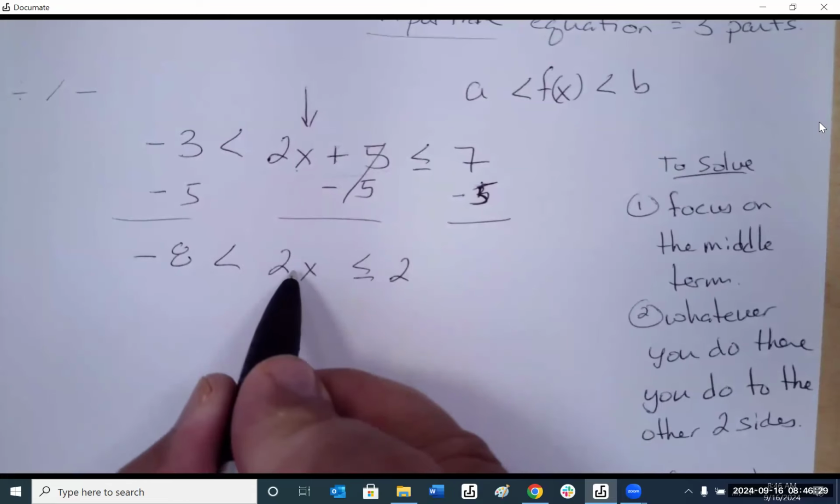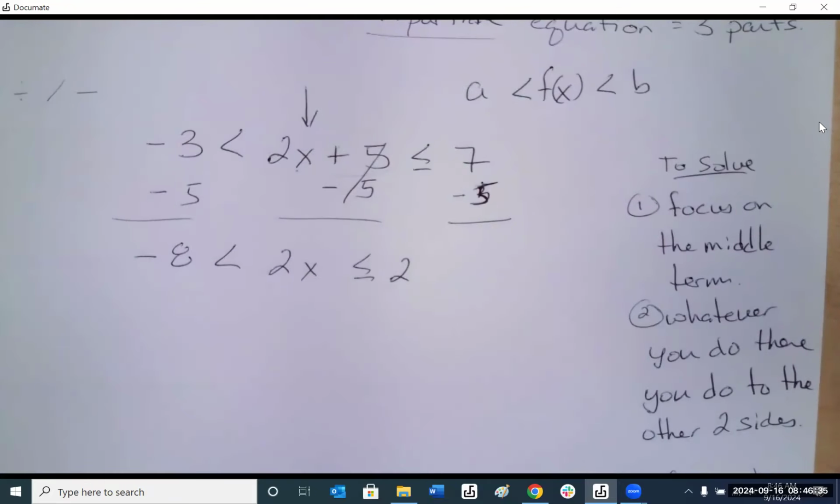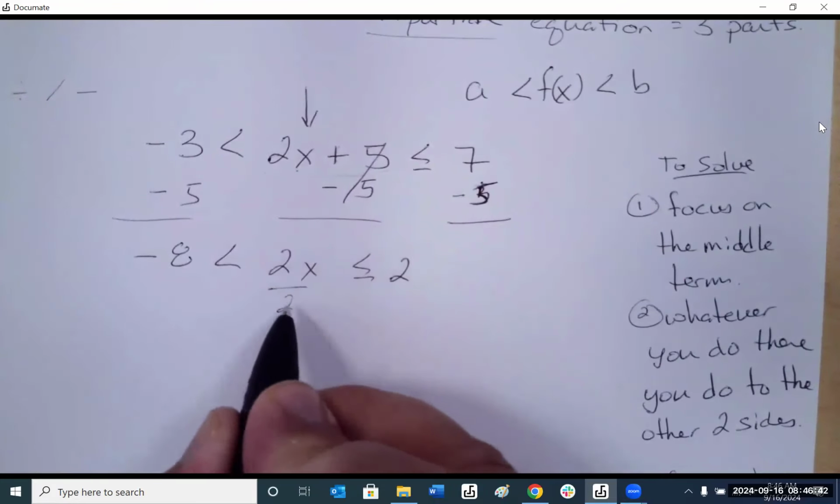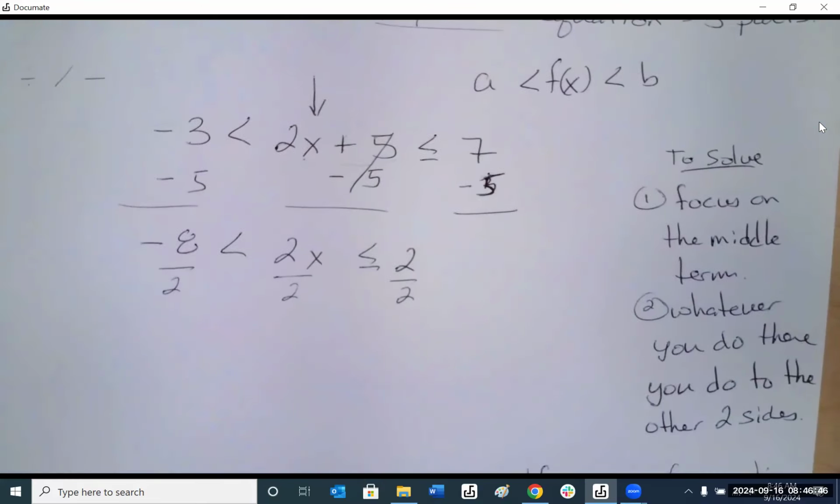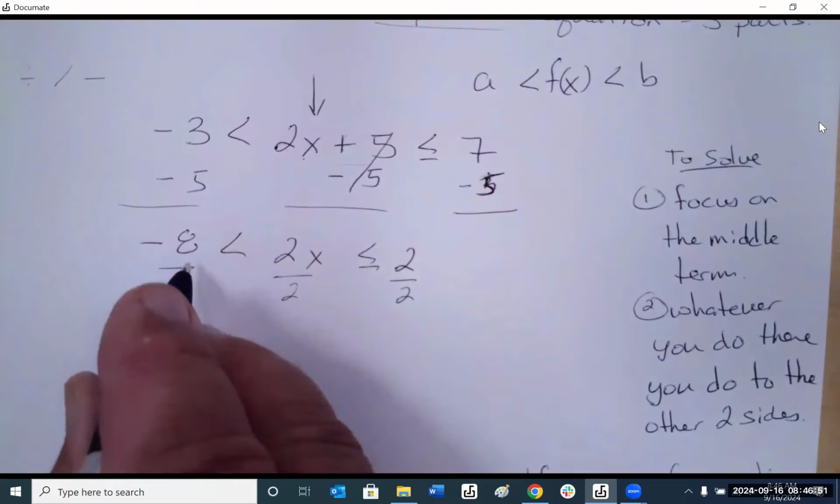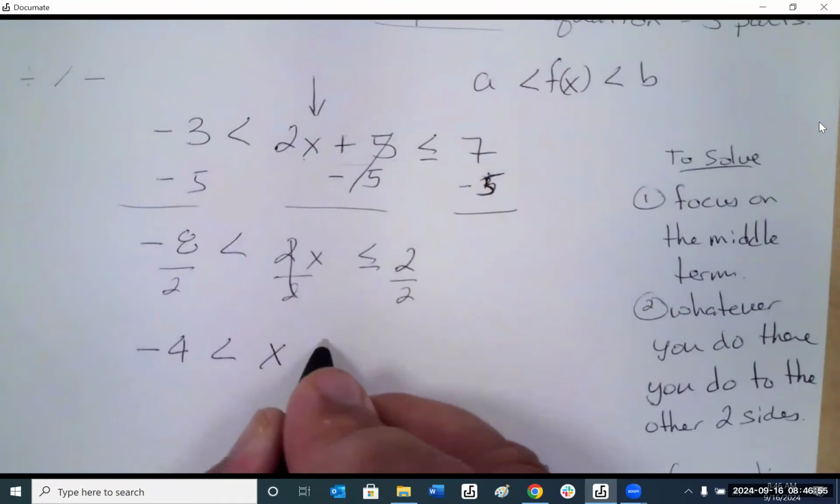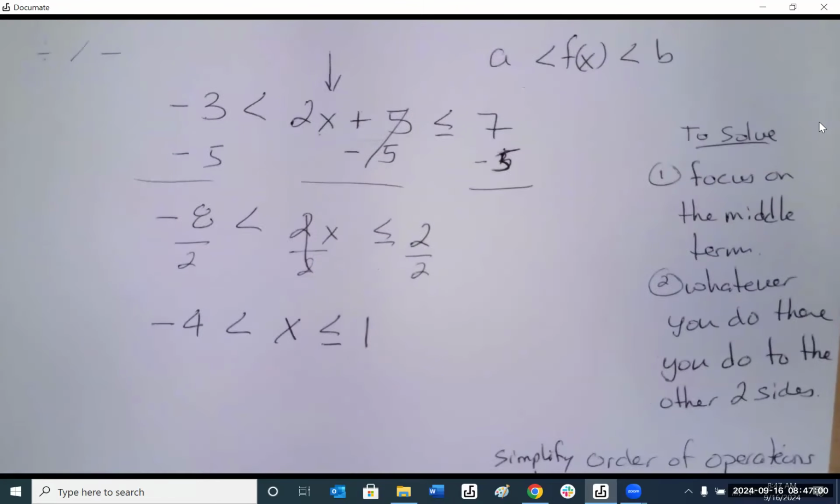7 minus 5 is 2. To get the X by itself, there's no plus, there's no minus, there's no division. So this is multiplication, the only operation that doesn't have to be there to be there. So this is read 2 times x. So we divide both sides by 2, the coefficient. 8 divided by 2 is 4. The 2's cancel. And 2 divided by 2 is 1.